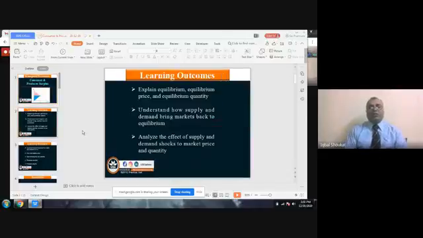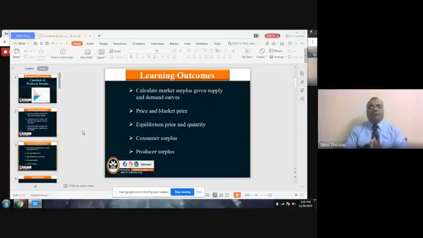Let's have a look. First of all, from today's lecture, the students will be in a position to explain what is equilibrium, what is the equilibrium price, and equilibrium quantity. Then they'll understand the concept of supply and demand, or how by the forces of demand and supply the equilibrium is being determined. Then they analyze the effects of demand and supply on the market price and the quantity.